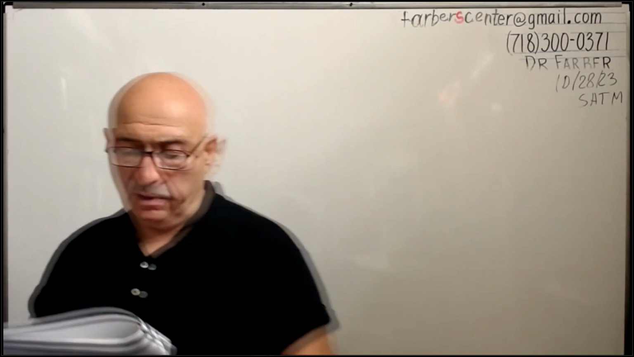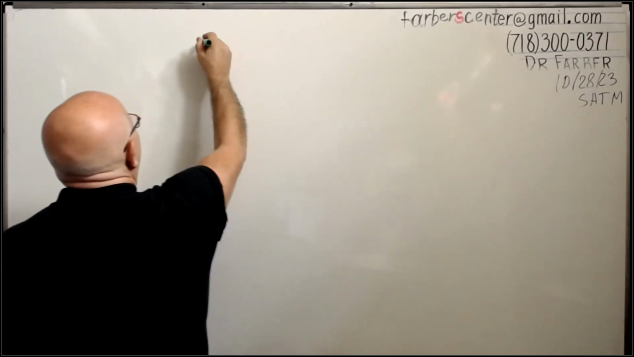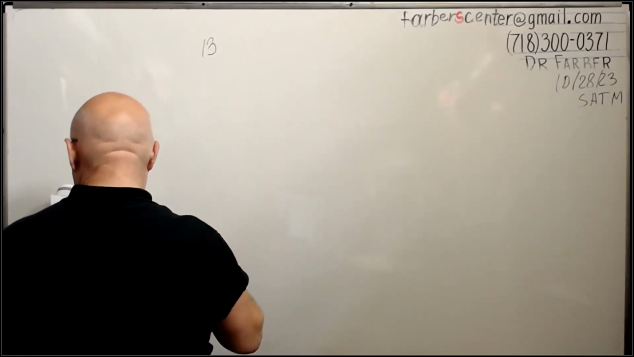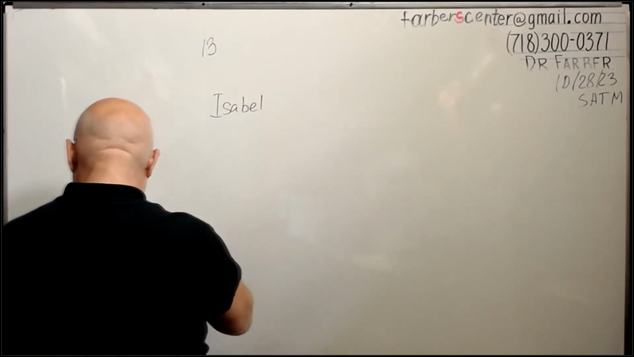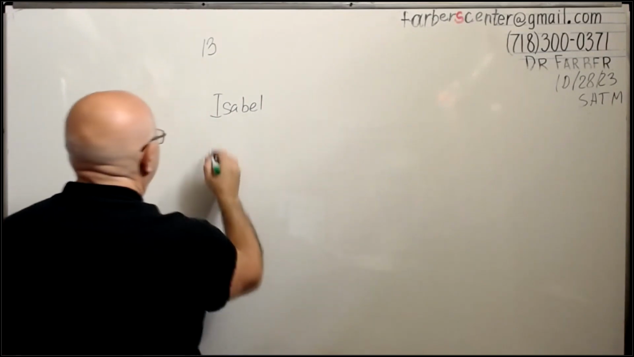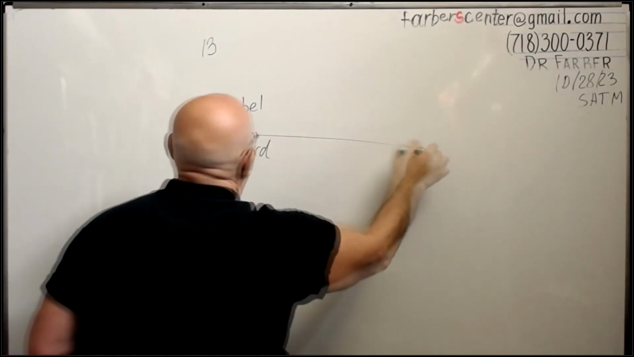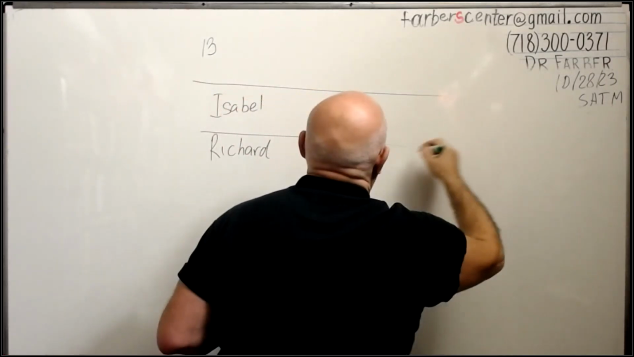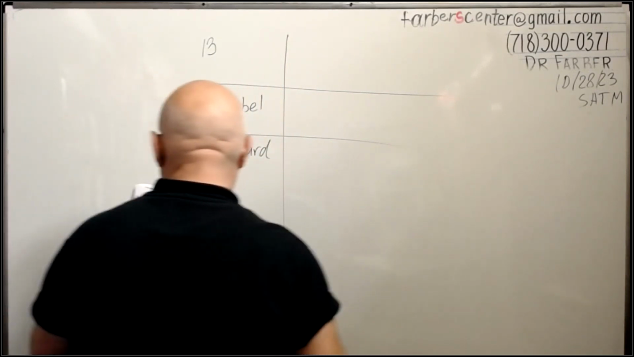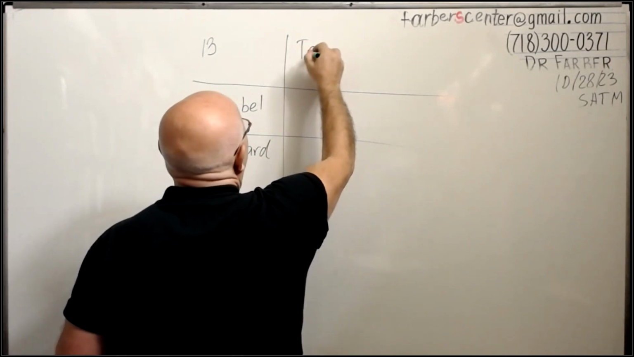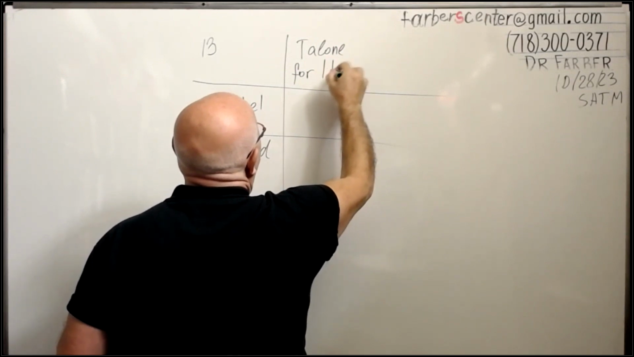Okay, thank you. It's similar to this, only here we have a little bit. Number 13, we have two people. Isabel, and the second one they said is Richard. In previous, they give you already items per 1 unit of measurement. In this case, they said time alone, let me put this, time alone for 1 bulb.